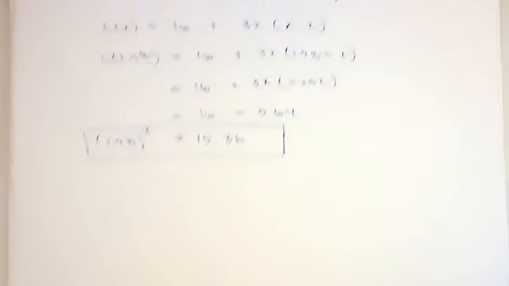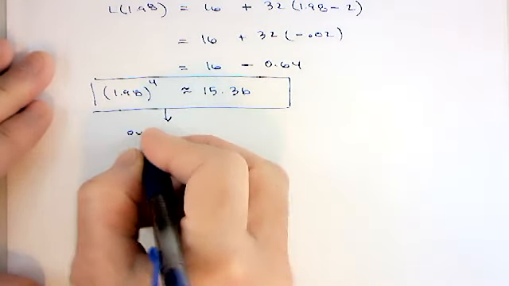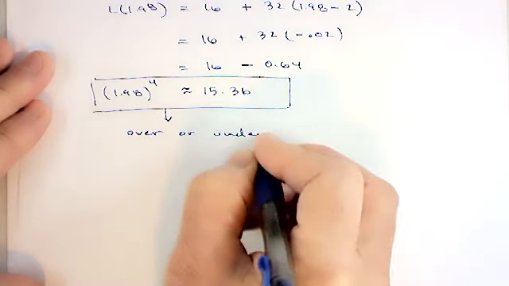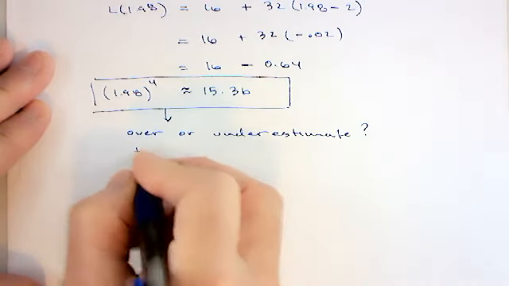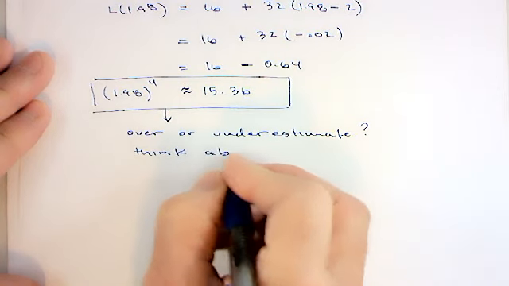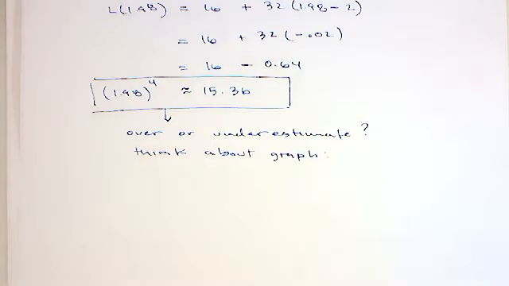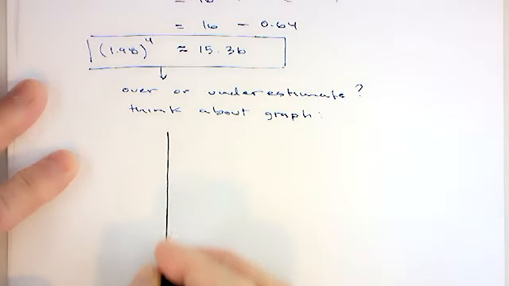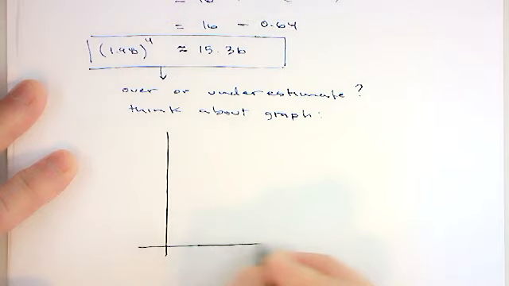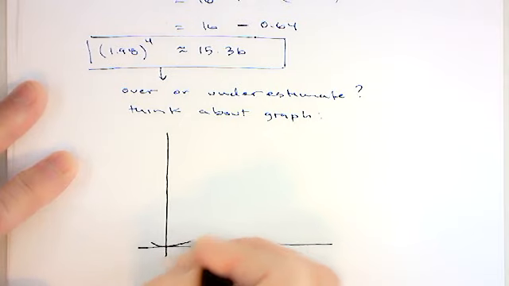If they asked if this is an overestimate or an underestimate, let's just talk about that one more time. Then you would want to think about the graph. So I'll put over or under estimate. You actually want to think about the graph and think about what just happened, what our tangent line looked like. So the graph you would be thinking about is f of x equals x to the fourth. Which, some of you know, is just like a steeper version of a parabola. So it would look something like this.